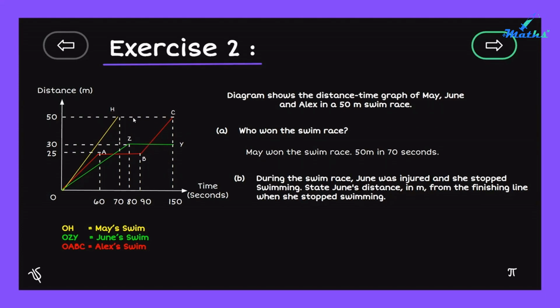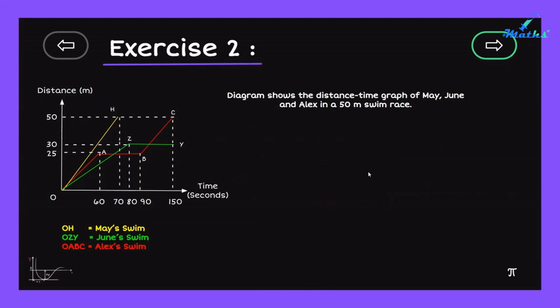The distance when she stopped swimming is 30 m, and the total distance is 50. So we take the finishing line minus 30. 50 minus 30 m equals 20 m. And C, calculate the average speed in m/s of X. So we find the average speed for X. X is the red line.